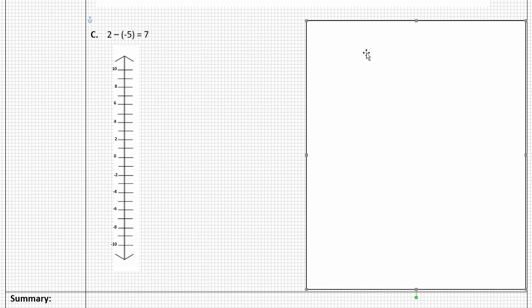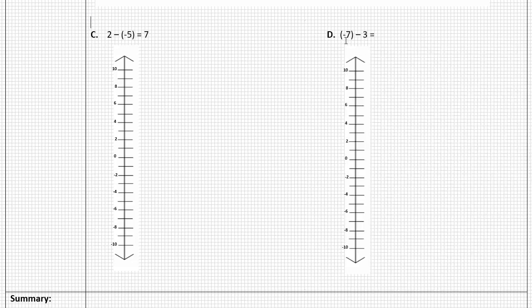Alright, why don't you take this last one? We have negative 7 subtract 3. Go ahead and use your number line to mark where we start and what direction we travel to find the answer. Pausing the video if you need to, and then resume the video to check your work with mine.